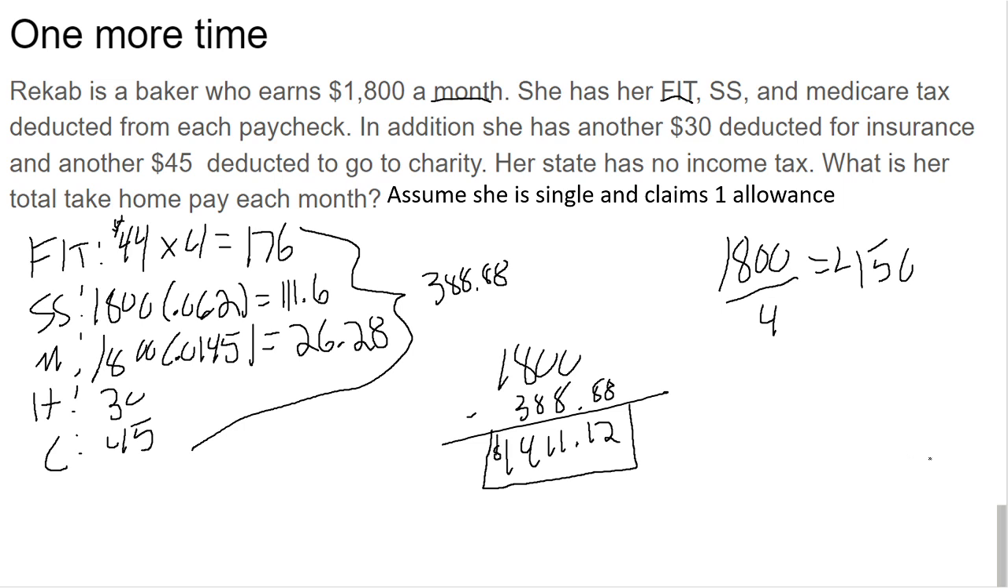So again, take-home pay is what they refer to as the pay you get after you've paid all your deductions. And again, it's not too bad of a problem to solve. It's a little bit weird at first, but we get the hang of it eventually.